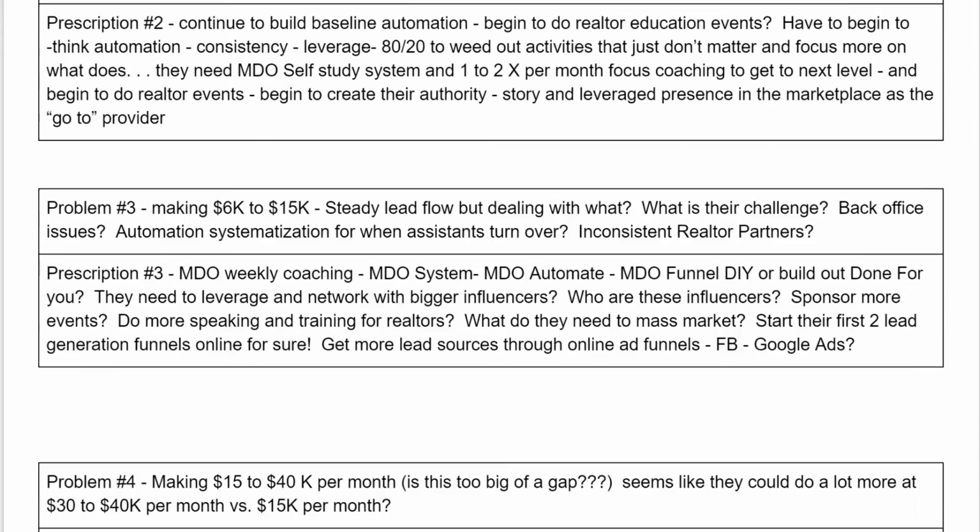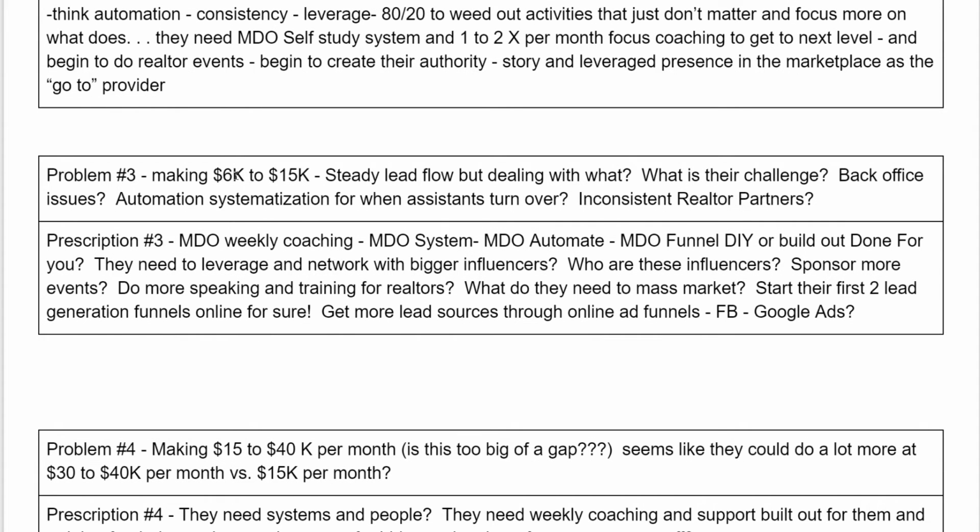We do all that here. The problem 3 is the third level. They're making $6,000 to $15,000. They have steady lead flow, but what are they dealing with? What are their headaches? What are their problems at this level? And then what are our prescriptions?